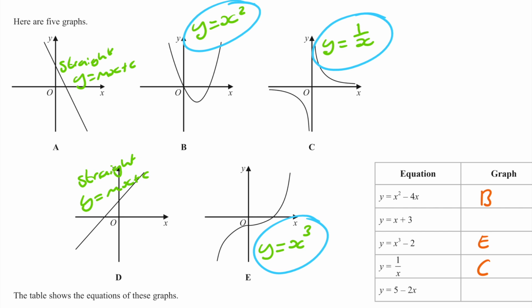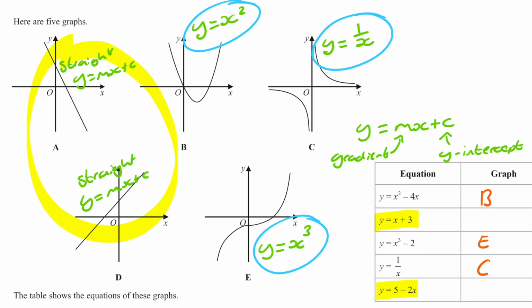So we've now got 2 equations left, which is y is equal to x plus 3 and y is equal to 5 minus 2x. In your general form of y is equal to mx plus c, m stands for your gradient, which is the slope, and the c stands for your y-intercept, which is where it passes through the y-axis. When we look at both of these 2 here, you see that one of them is upward sloping and one of them is downward sloping.